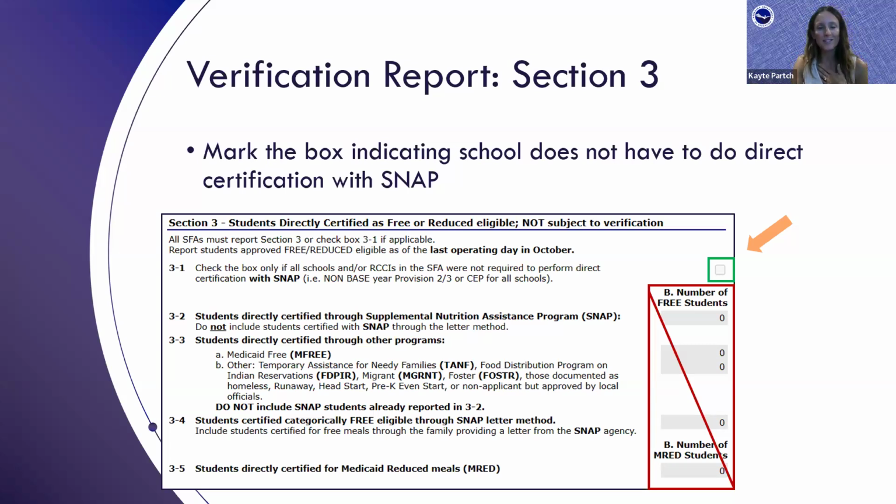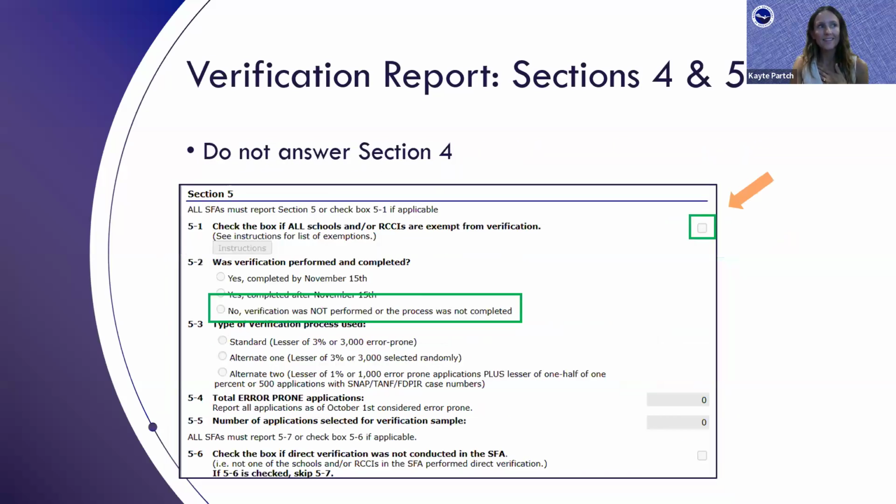Okay, I'll move on to sections 4 and 5. In section 5, if you are a CEP-wide district, you're going to mark 5-1 because you did not collect any meal applications that needed to be or were required to be verified for the income reported on them, right?